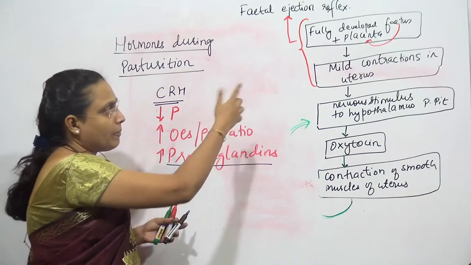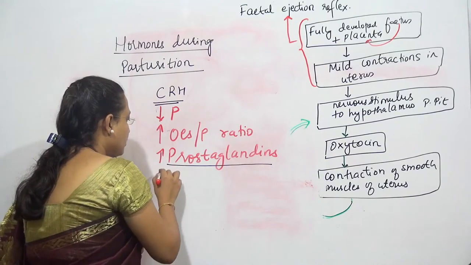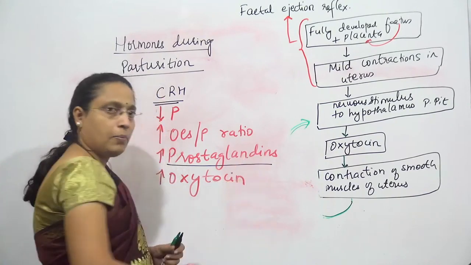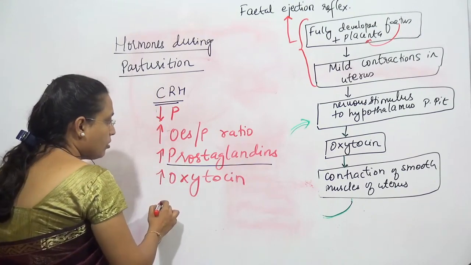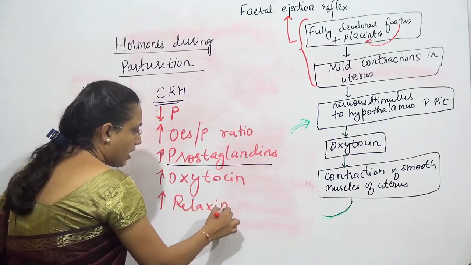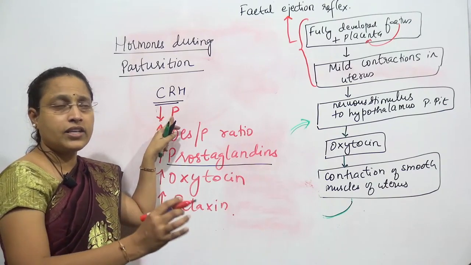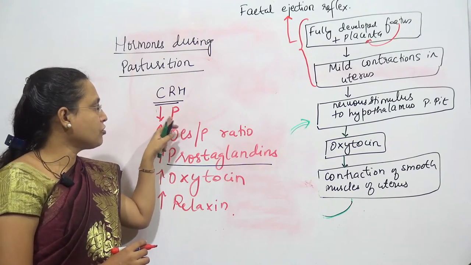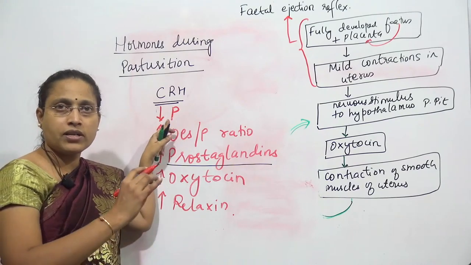And of course, two remaining hormones I have already explained. There is an increase in oxytocin during parturition, and there is also an increase in relaxin. And you should know that throughout gestation, progesterone will be high. But during parturition, progesterone concentration drops. It will not totally become zero, but its concentration will drop.